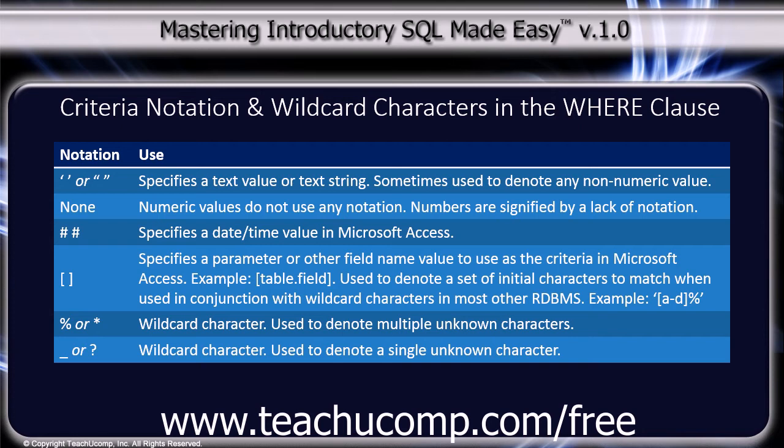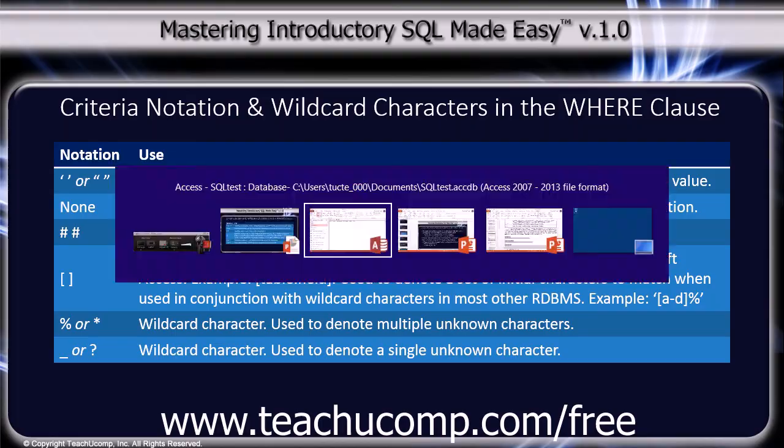Now, the notation of the percent sign, or the asterisk, is a wildcard character, and it's used to denote multiple unknown characters. The underscore character, or the question mark character, is also a wildcard character, and it's used to denote a single unknown character. Let's take a look at these in Access 2013.